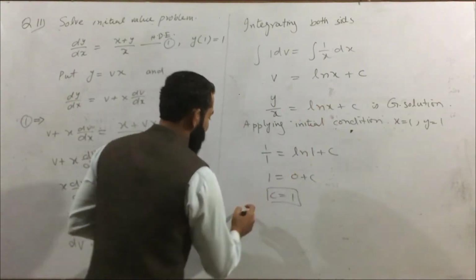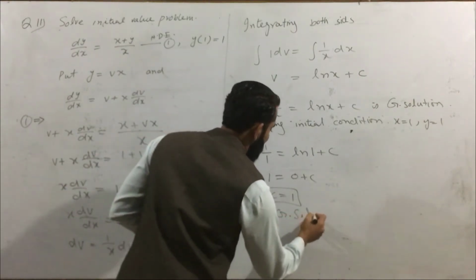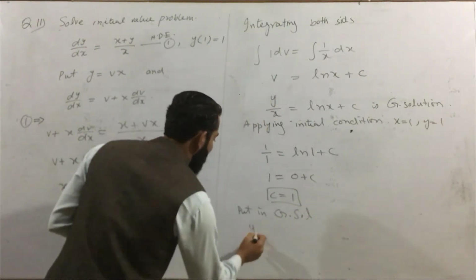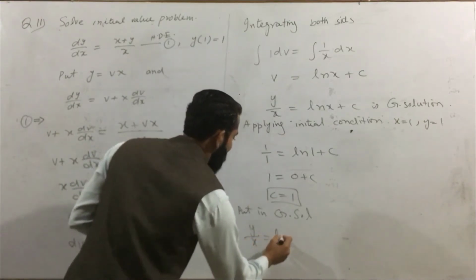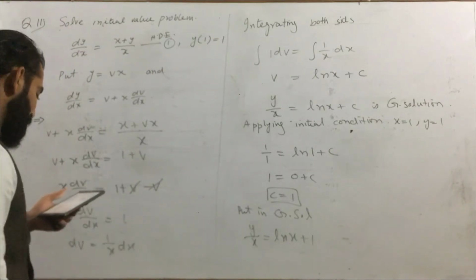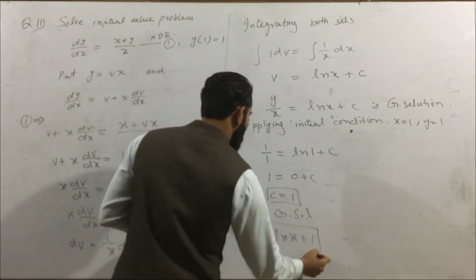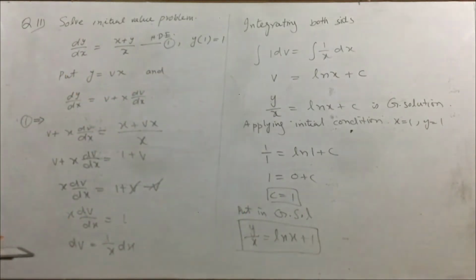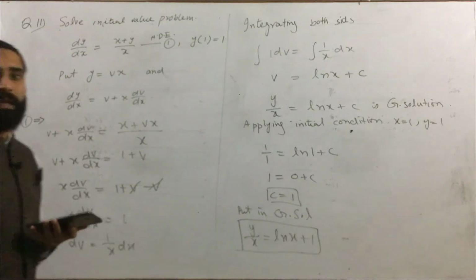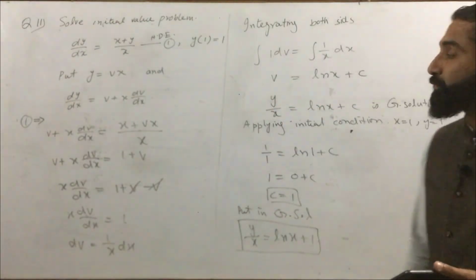Put this in the general solution. In the general solution, we get y over x is equal to natural log of x plus 1. The value of c is 1, which is the particular solution by applying the initial condition at question number 11. This is the method to find the particular solution.